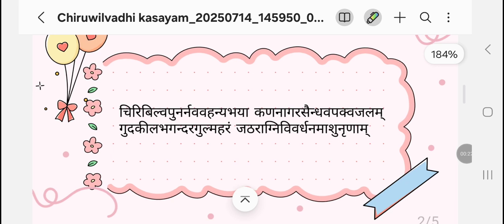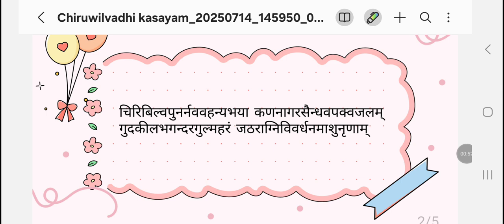Chiruvilva Punarnava Vahni Abhaya Kananagara Saindava Pakvajalam Gudakila Bagandara Gulmaharam Jataragni Vivardanam Ashu Nranam. Read it again. Chiruvilva Punarnava Vahni Abhaya Kananagara Saindava Pakvajalam Gudakila Bagandara Gulmaharam Jataragni Vivardanam Ashu Nranam. It has totally 7 ingredients and its pharmacological utility.